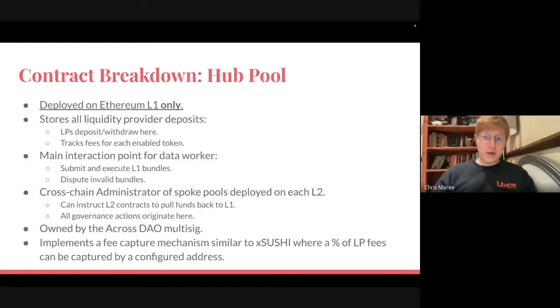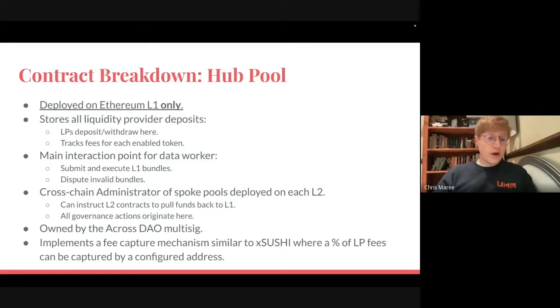Okay, so I spoke a little bit about the hub pool, deployed only on Ethereum layer 1. It stores all the liquidity of all the depositors. So whenever an LP deposits or withdraws, this is where they do it. It is responsible for tracking all the LP fees that accrue to the liquidity providers. It's the main interaction for this actor that we call a data worker, which we'll get to a bit later. But basically, the data worker is responsible for managing how the protocol works at large, around how we rebalance pools and how relays are refunded, and is also responsible for slow relays. We'll get into that a bit later.